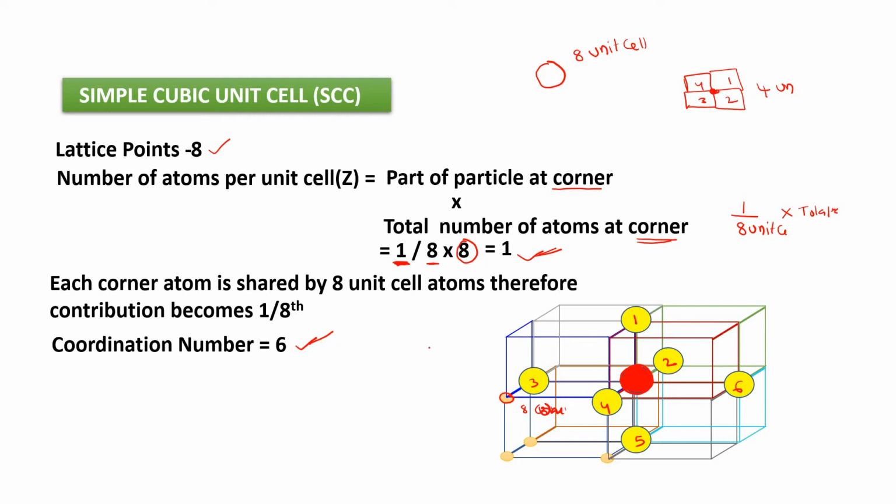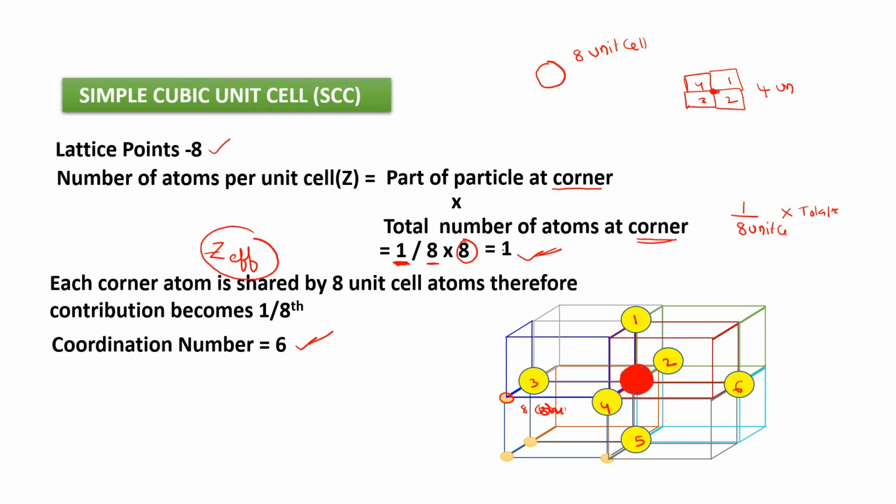The 2 points we need to remember. How many atoms are present in a simple cubic unit cell? Z, generally we call this one Z, efficiency, the number of atoms per unit cell. What is the meaning of Z efficiency?